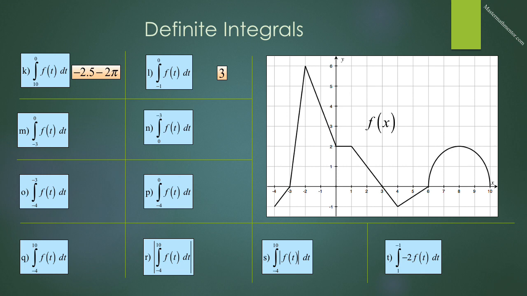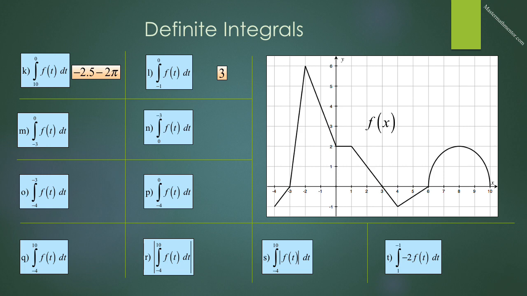K reads the integral from 10 to 0 of f of t dt. Since we previously did the integral from 0 to 10 of f of t dt and got 2.5 plus 2 pi, we will simply negate that, and this will be the answer, negative 2.5 minus 2 pi.